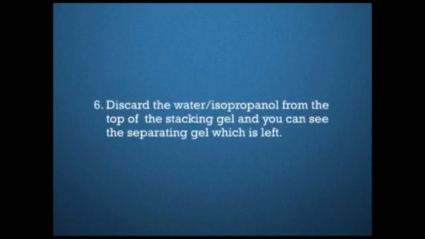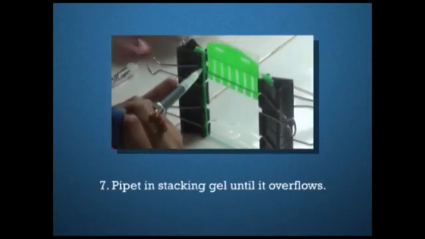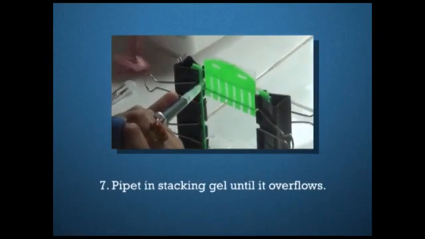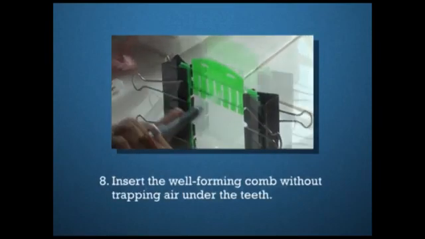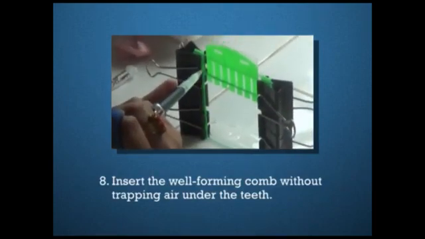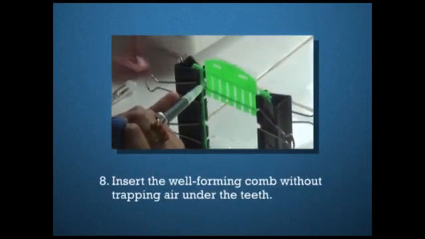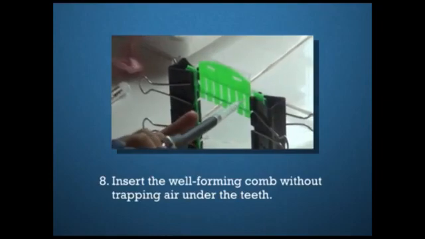Discard the water or isopropanol from the top and you can see the separating gel which is left. In the 7th step, pipette in stacking gel until it overflows. In the 8th step, insert the well forming comb without trapping air under the teeth. Next, wait for around 20 to 30 minutes to get it to gel.